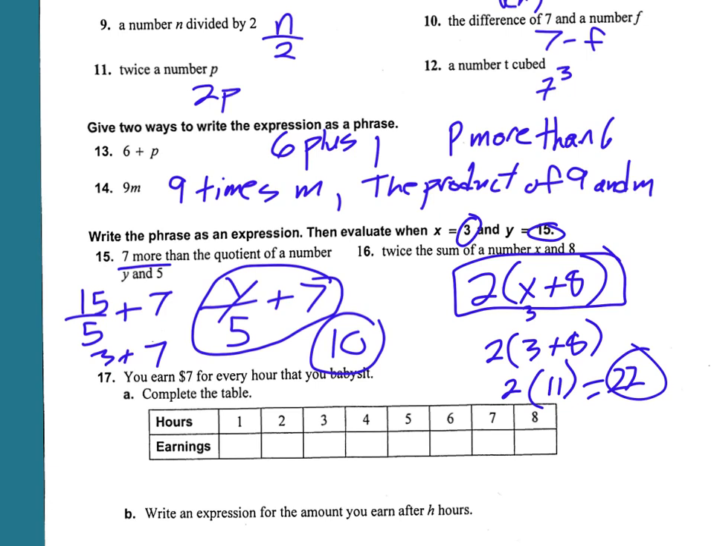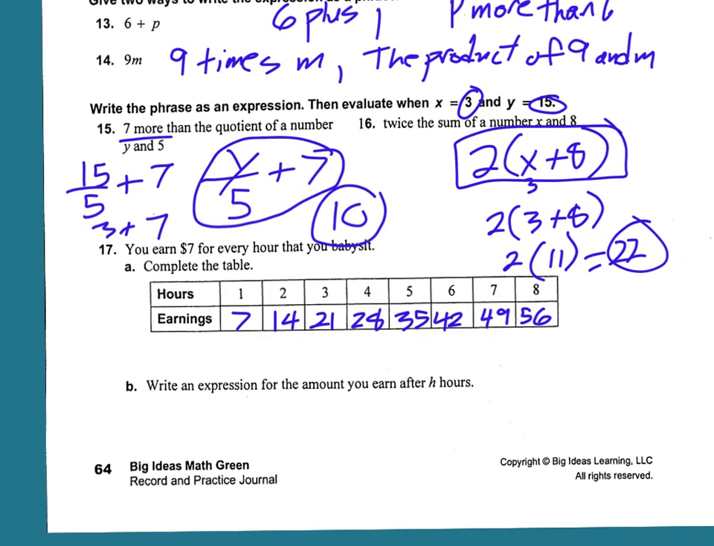Okay, let's look at 17. You earn $7 for every half hour that you babysit. Complete the table. Okay, so how much do I earn in 1 hour? 7, 2 is 14, 3 is 21, 4 is 28. 5 times 7 is 35. 6 times 7 is 42. 7 times 7 is 49. 8 times 7 is 56. And we're done. So now it wants us to write an expression for the amount you earn after 8 hours.